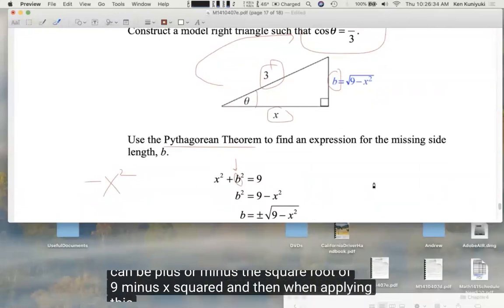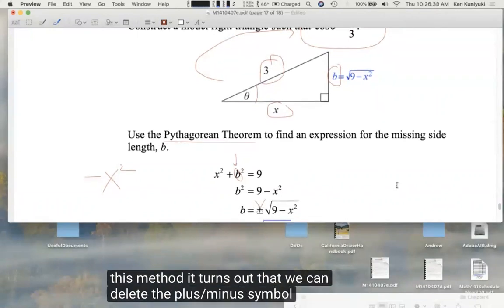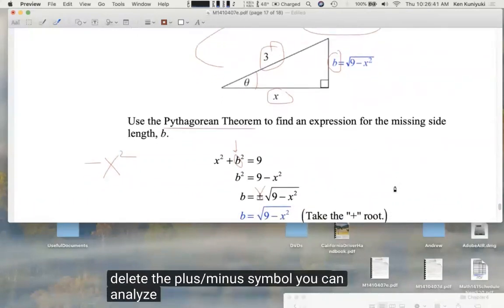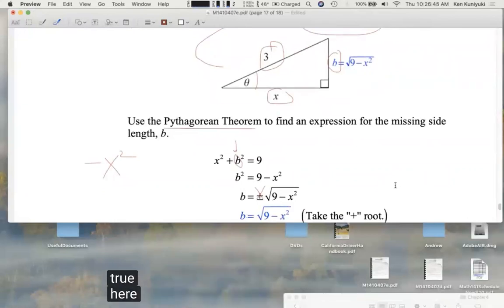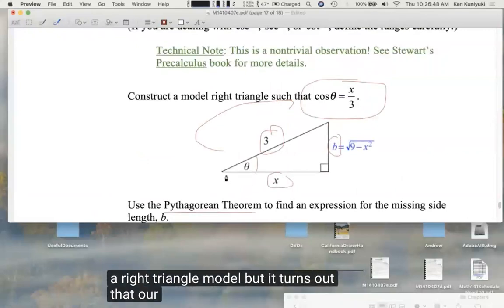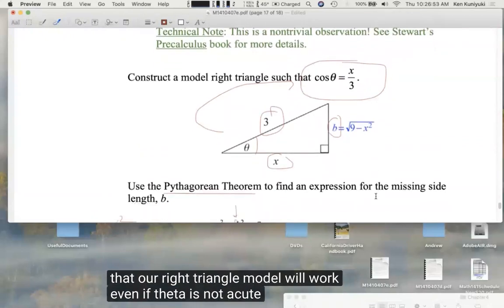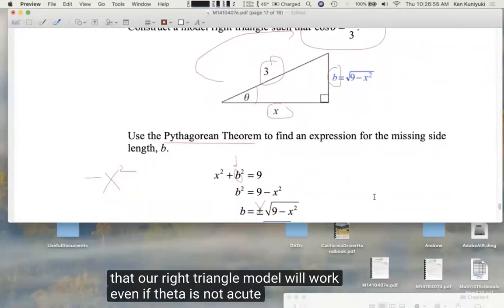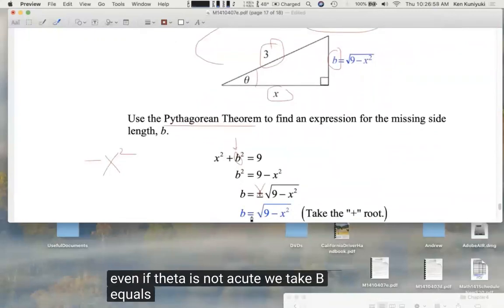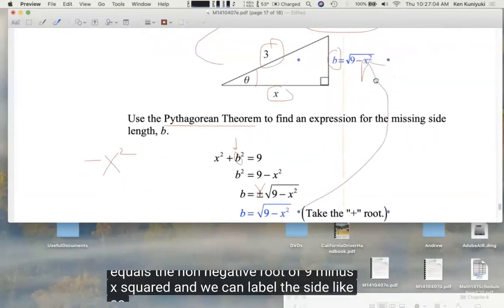And then when applying this method, it turns out that we can delete the plus minus symbol. You can analyze various cases to see why that's true. Here, we assume that theta was acute for our right triangle model, but it turns out that our right triangle model will work even if theta is not acute. We take b equals the non-negative root of 9 minus x squared. And we can label the side like so.